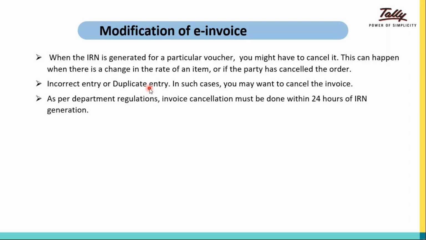As per the department regulations, your e-invoice must be cancelled completely, and the cancellation must be done within 24 hours of the IRN generation. That means if you upload your B2G and B2B in the IRP portal, you will get an IRN number, that is your invoice reference number. Within 24 hours after the IRN generation, you can cancel the e-invoicing. That is the limit here, 24 hours. So you cannot modify it. Remember, you have to completely cancel it.